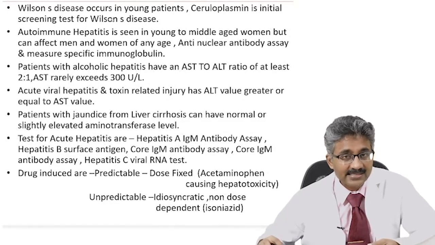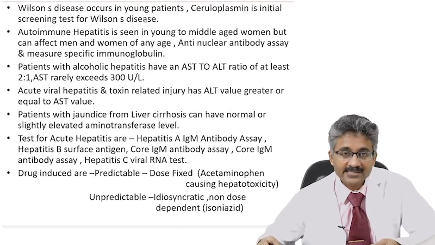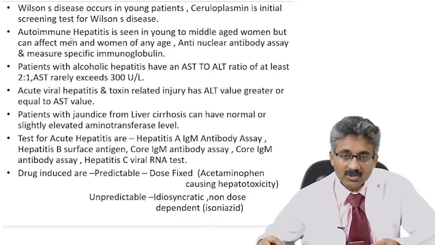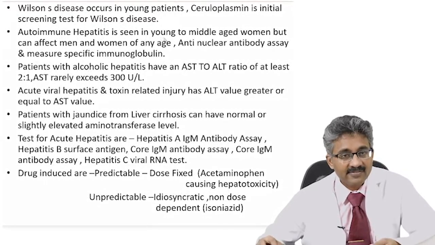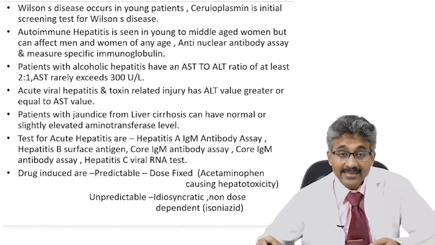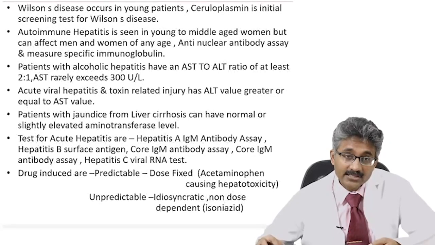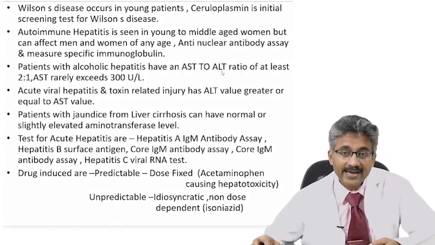Wilson disease occurs in young patients. Ceruloplasmin is a screening test for Wilson disease. Autoimmune hepatitis is seen in middle-aged females, and ANA will be positive. You can do SMA and liver kidney microsomal antibody also. One thing: in alcoholic hepatitis the AST to ALT ratio will be more. In the other hepatocellular conditions, the ALT is more than the AST, but in alcoholic hepatitis, AST is more than the ALT.